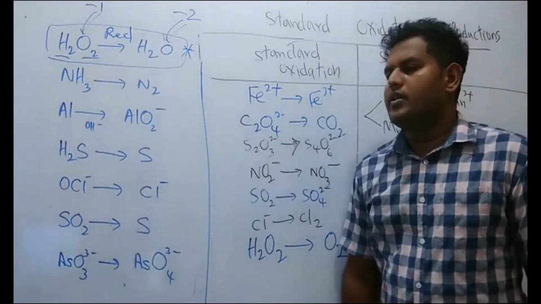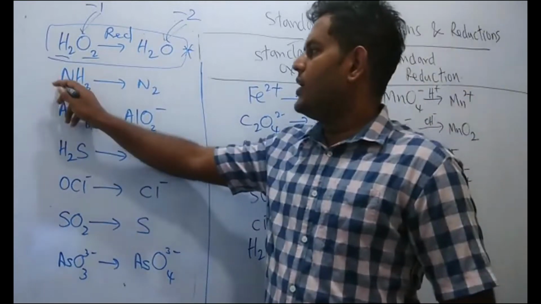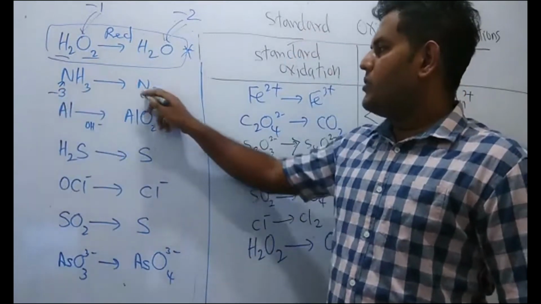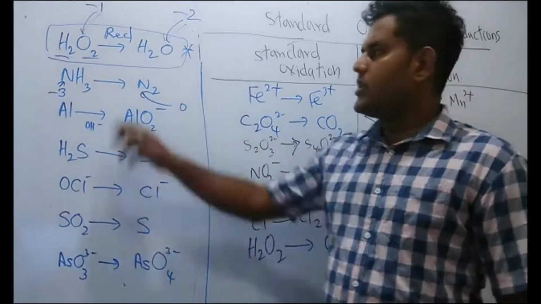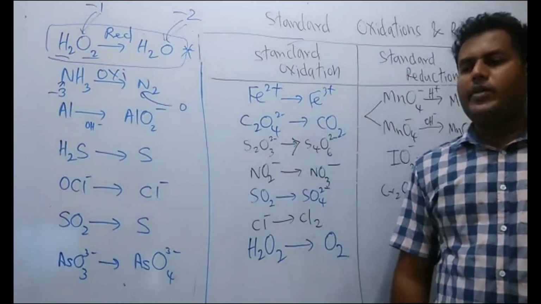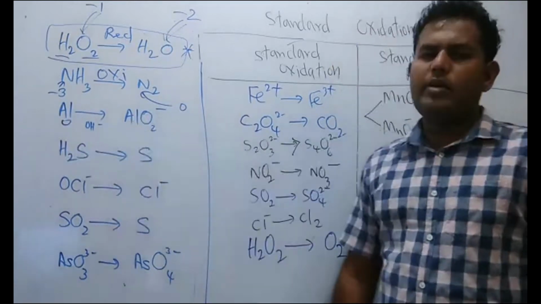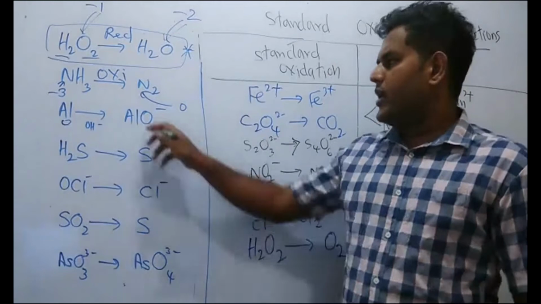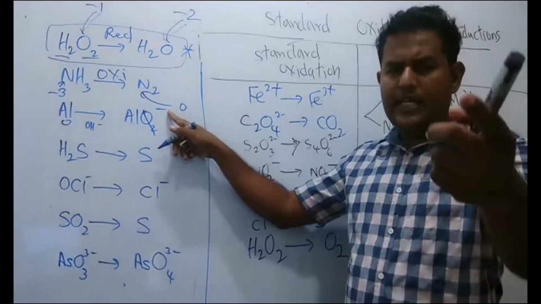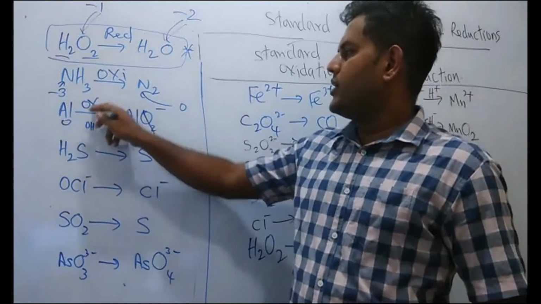Reduction. Next one, ammonia to N2. In ammonia, what is the oxidation number of nitrogen? Minus 3. In nitrogen, it is 0. Minus 3 to 0 is oxidation, so categorize it under oxidation. Aluminium to aluminate. The aluminium is 0. In aluminate, 1 oxygen is minus 2, 2 oxygens minus 4. Minus 4 less this one, minus 3. Get the inverse of that: plus 3. 0 to plus 3 is an oxidation.